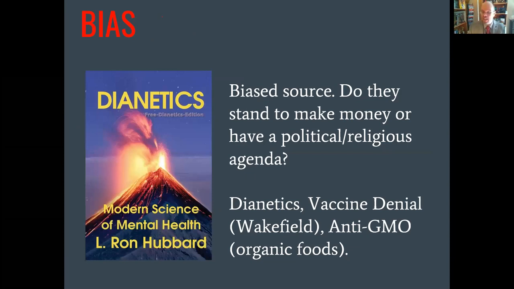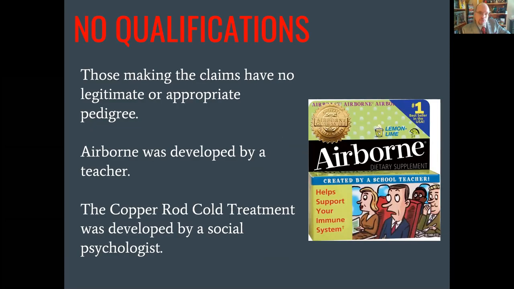If there's bias, do they stand to make money or have a political or religious agenda? That would be a good reason to think that it's pseudoscience. Dianetics is like this. Vaccine denial is like this, specifically Wakefield. Andrew Wakefield published that first paper that suggested that vaccines cause autism. Turns out he did not disclose that he was developing an alternative to the MMR vaccine, so that's why he was trying to cast doubt on the MMR vaccine. Anti-GMO places are usually trying to sell you organic foods and supplements and that kind of stuff. So if they stand to make money, that's a pretty good indication that you're working with a pseudoscience.